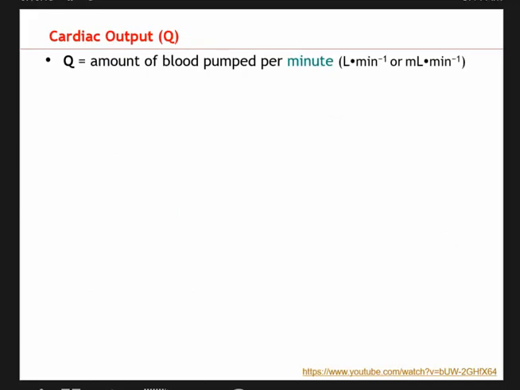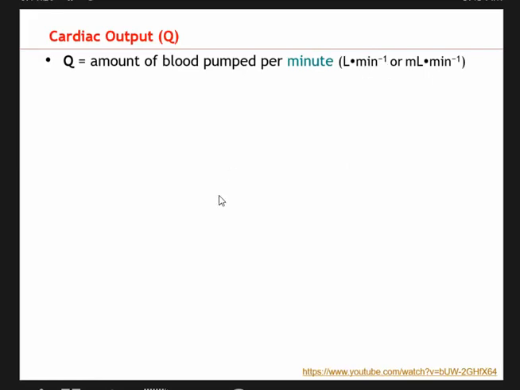All right, so let's get into some of our variables that we will discuss throughout the next few slides. First term being cardiac output. You'll always see cardiac output in these slides as Q. Q is the abbreviation. And what is our definition? So amount of blood pumped per minute. Minute is kind of the key here. Usually cardiac output is measured in liters per minute rather than milliliters per minute.